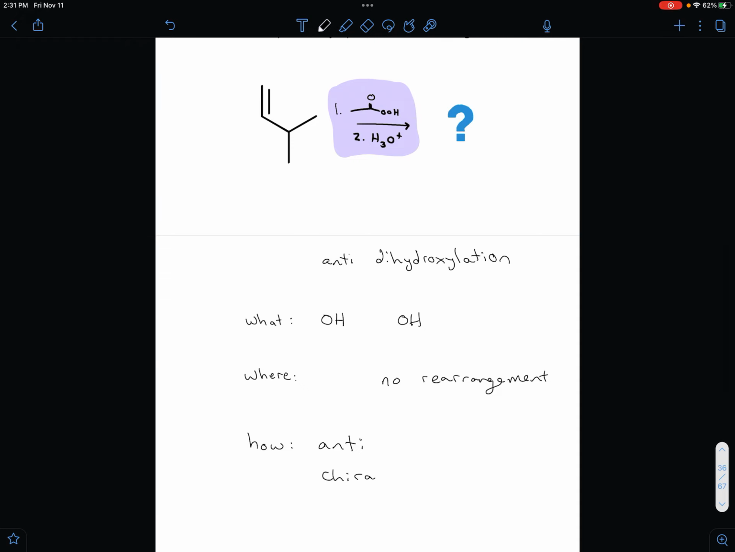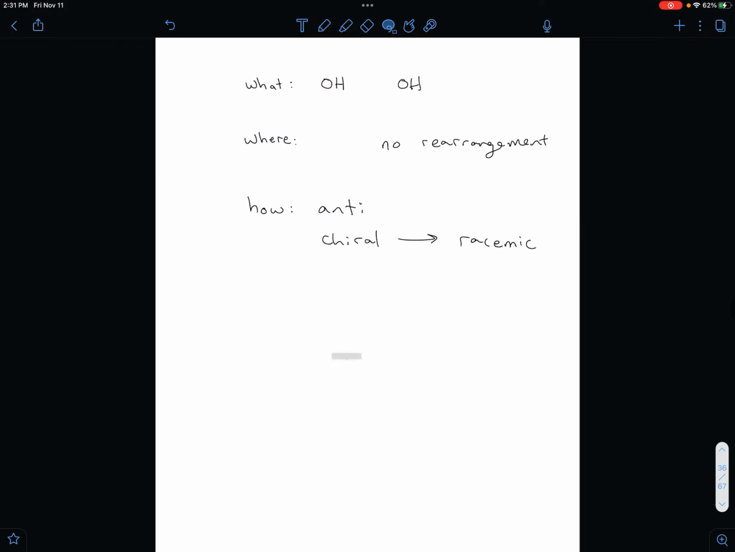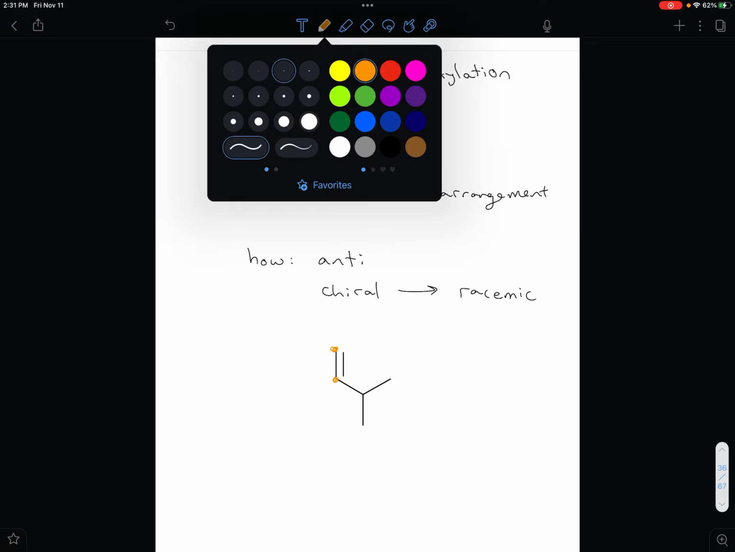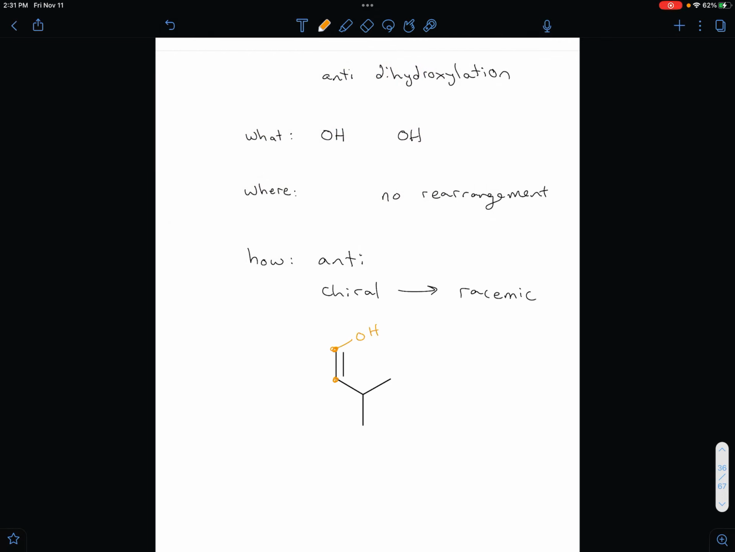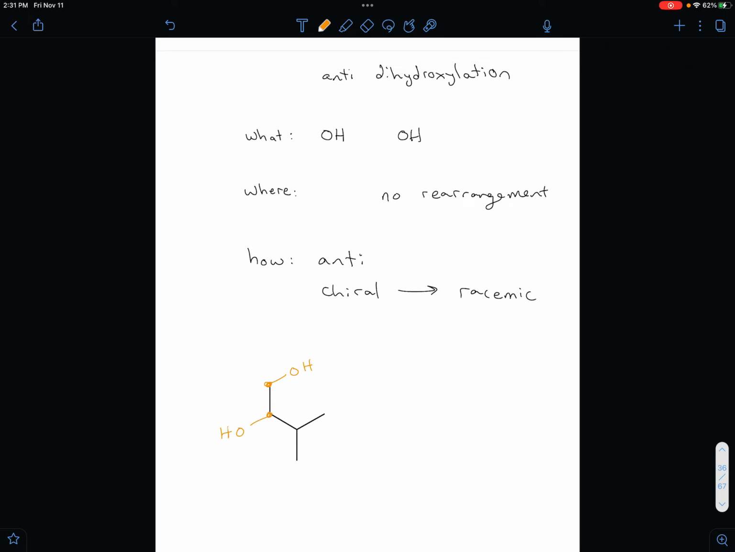Like we've seen before. So with those things given, we can apply them to this particular carbon chain, and you'll look at those two carbons in the double bond. That's where your OHs are going to go. There's no rearrangement, so one OH will go on one of those. The other OH will go on the other. And in the process of doing that, we'll use up those pi electrons. So that pi bond won't still be there. So we erase that.